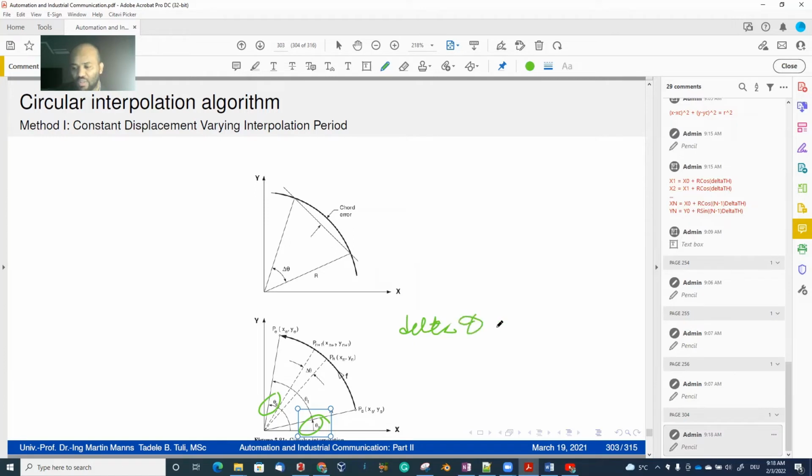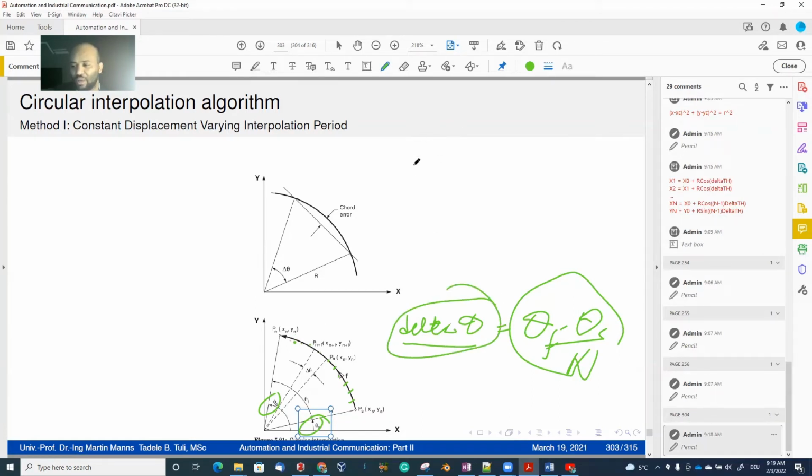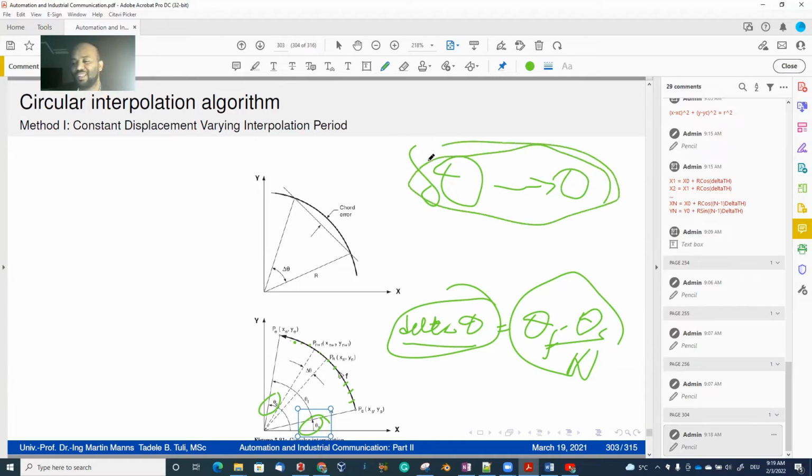Delta theta is theta final minus theta starting. If you divide this delta theta by n, the number of partitions, then you get a smaller delta. This smaller delta theta is closer to zero. It could even be equal to the precision of the motor.